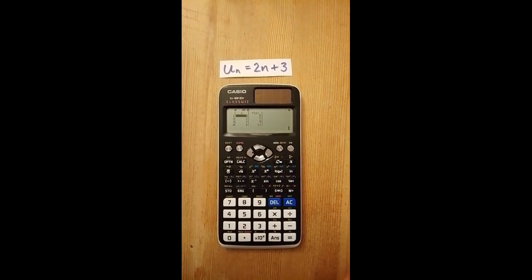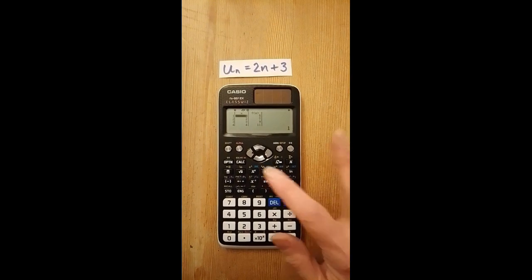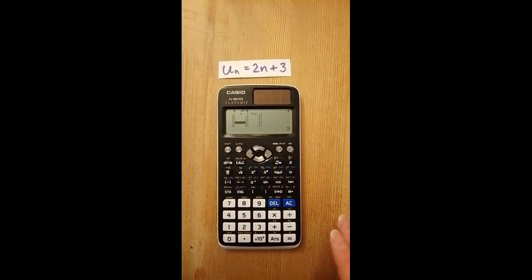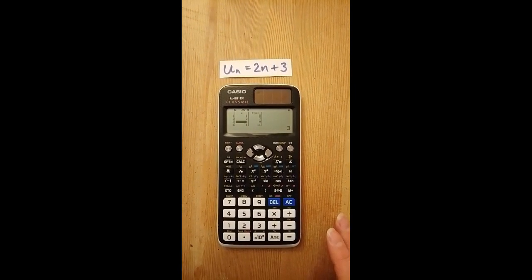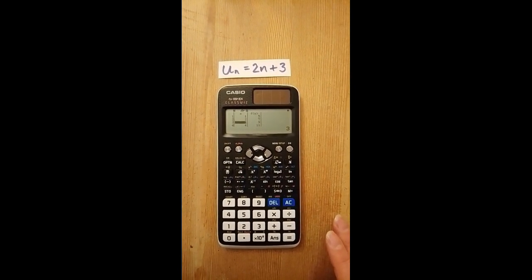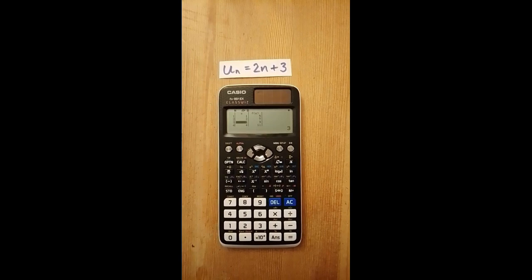You now have a table of values for the sequence. Scroll down to access them all. When finished, press Menu and 1 to return to calculator mode. And that's it.